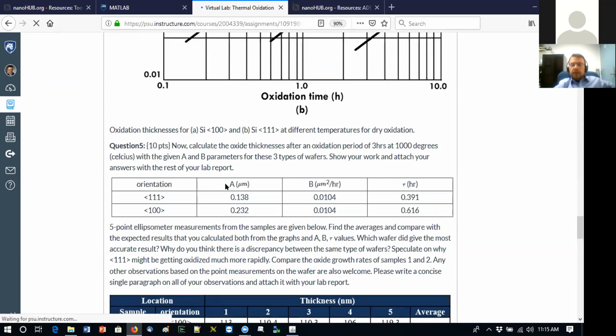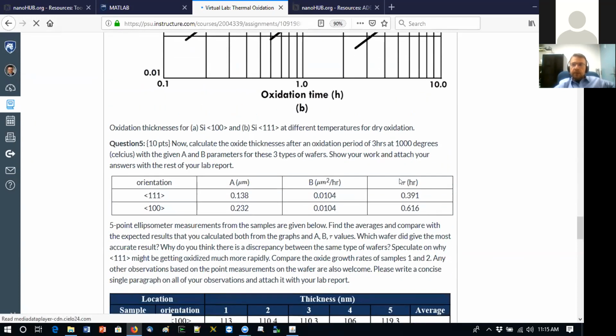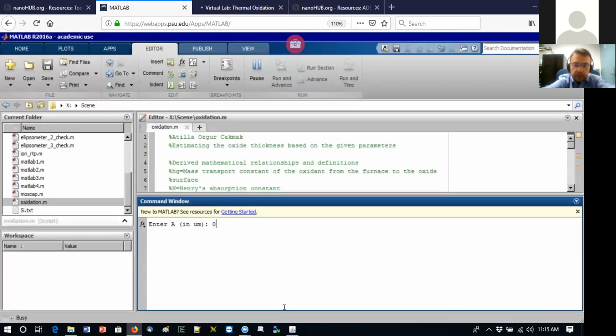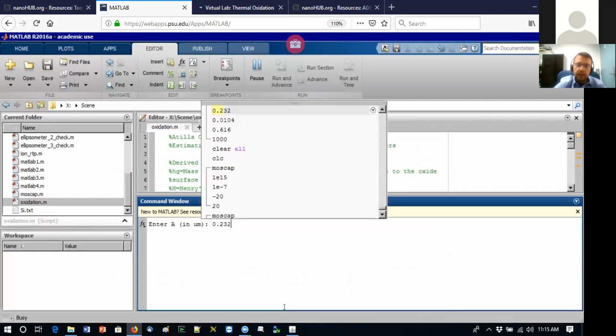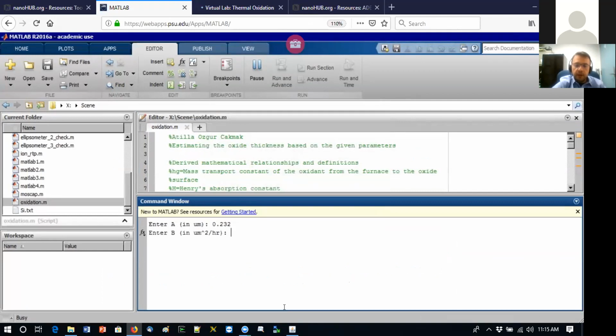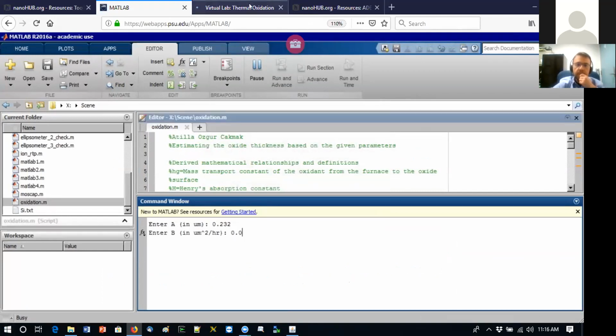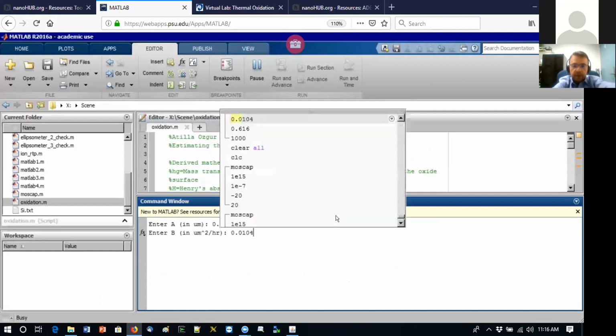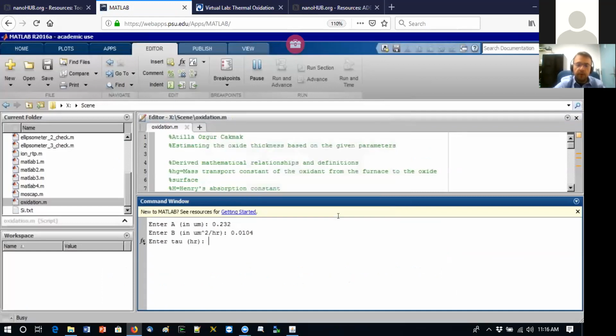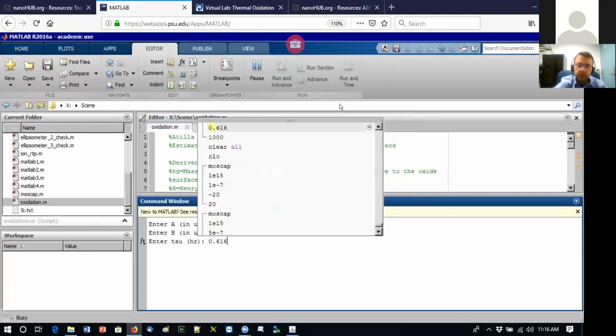Yeah, these are the A, B, and tau parameters. These are the critical parameters that I will enter. They all come from the Deal-Grove model. So what parameters are we going to use? We're going to use these three parameters. I use the same, so it will be in the memory of MATLAB. The first one is 0.232. The second parameter I will enter is 0.0104, and the last is 0.6, I believe. Yes.